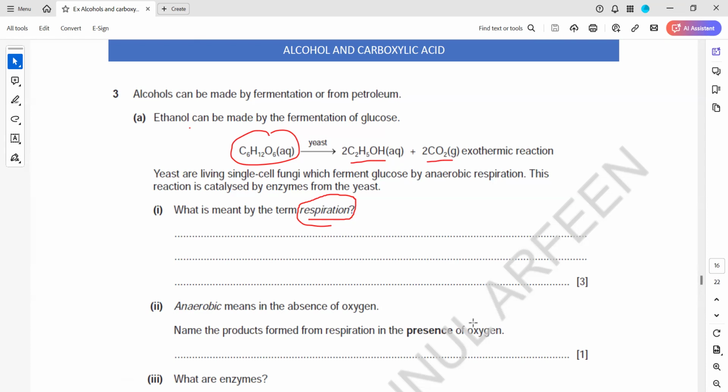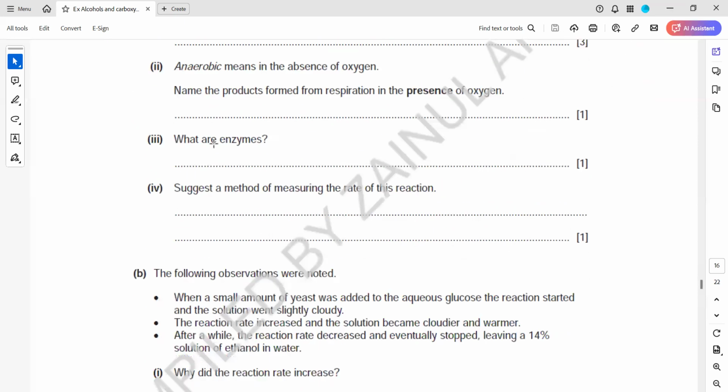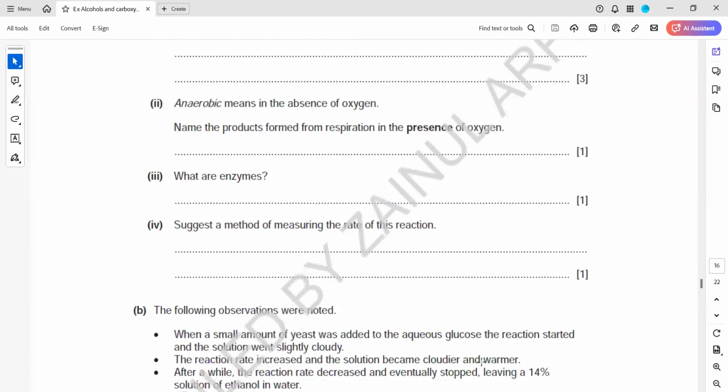It's worth 3 marks. So if the living organism releases energy from the food, that will score the marks. Anaerobic means absence of oxygen. Name the product formed in the presence of oxygen. So if oxygen is not there, it is anaerobic, but if oxygen is there, then what will happen? It will produce carbon dioxide and water, CO2 and H2O. What are enzymes? Enzymes are biological catalysts.